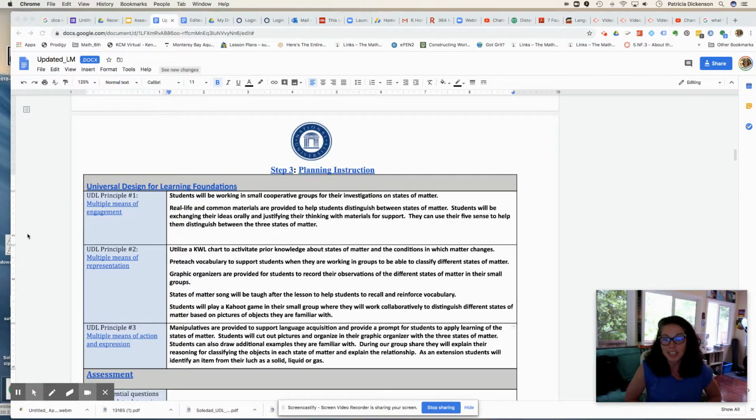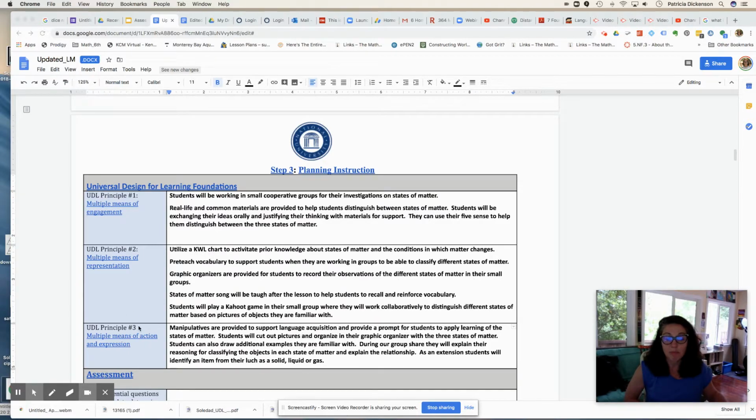And finally, as a follow-up, we're going to play a Kahoot game because my kids love gameplay, and that will allow them to, again, work collaboratively in their group and to give them a different way to see other materials that will help them to distinguish between different states of matter based on pictures of objects they're familiar with.